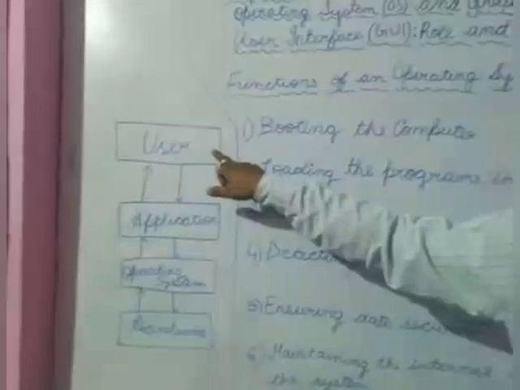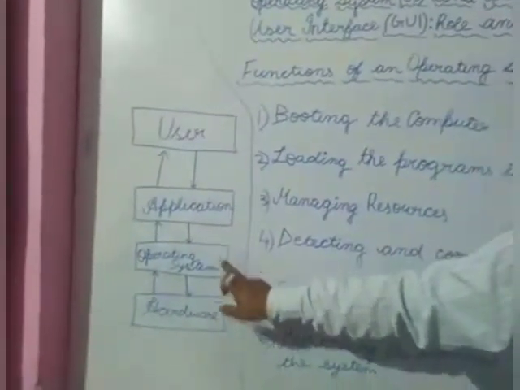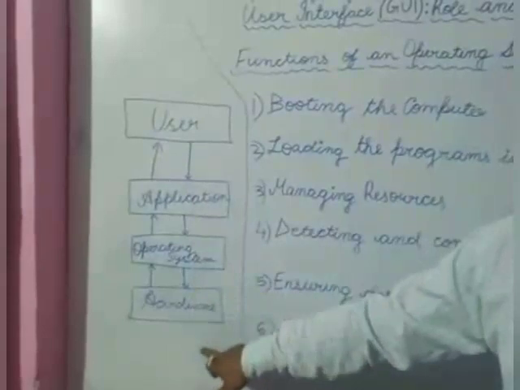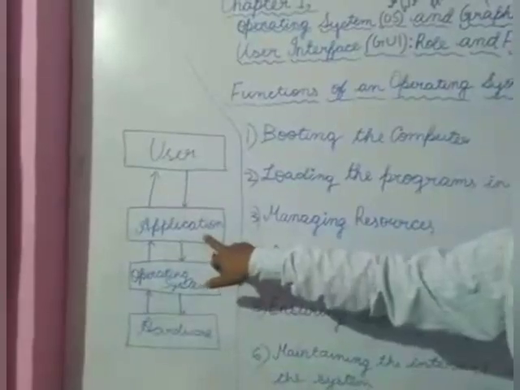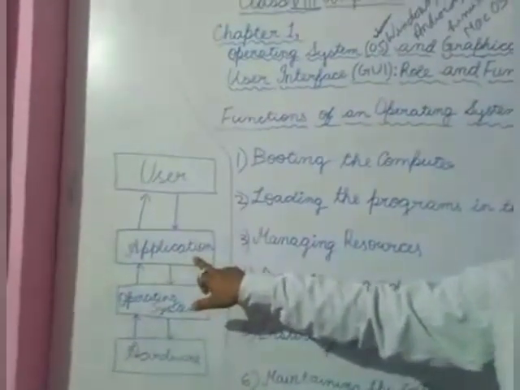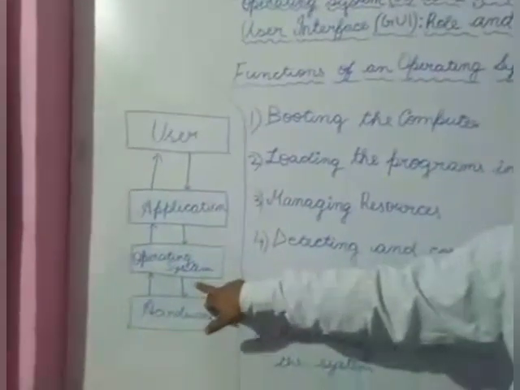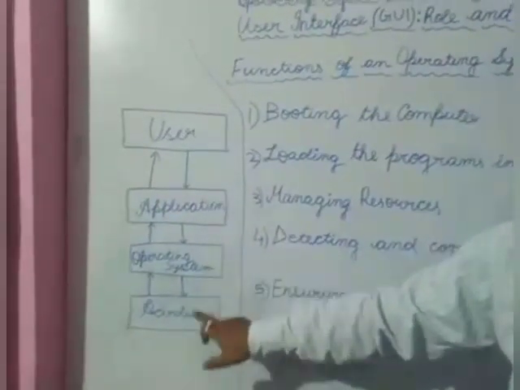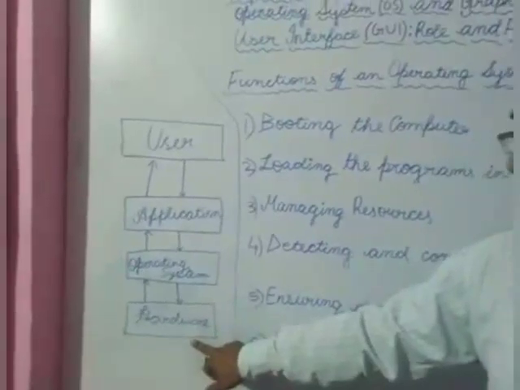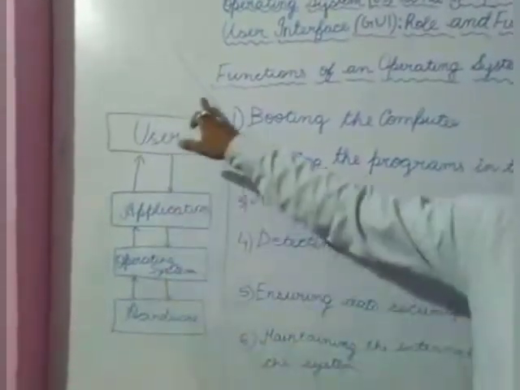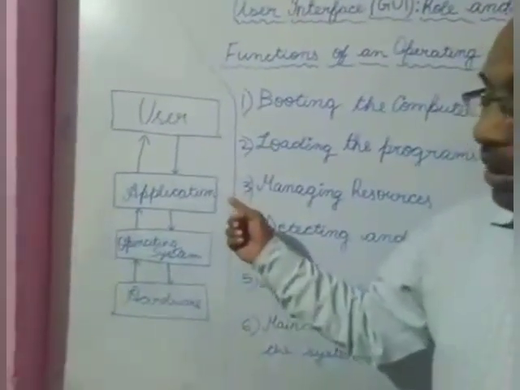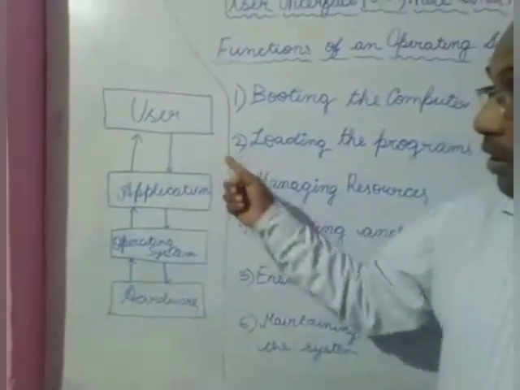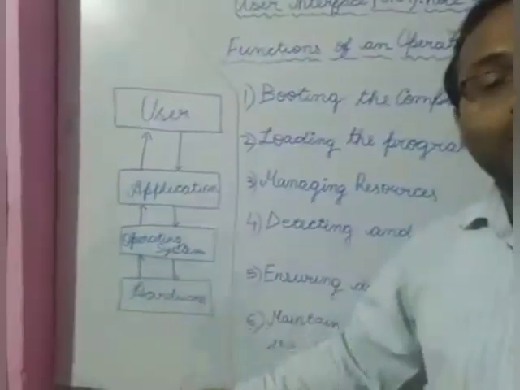Next is how all these are being managed. At the top: user, application, operating system, hardware. All these four blocks are interlinked with each other. The user means the students. Next is the application: application software like MS Word and MS Excel that we use are based upon this operating system, Windows. The operating system and the hardware are complementary to each other. All four are complementary and important; none can work without the help of the other.